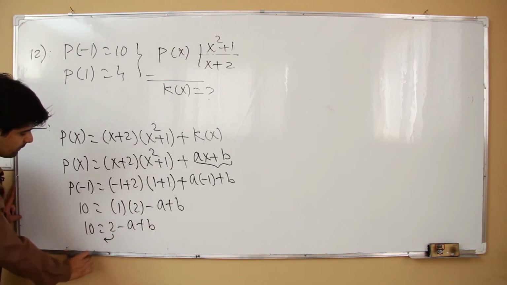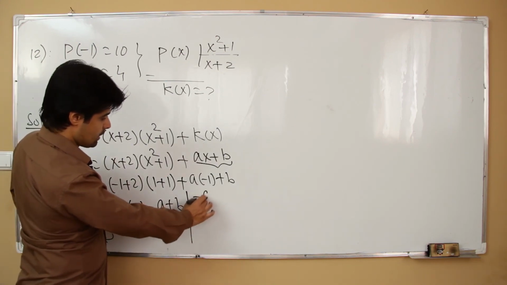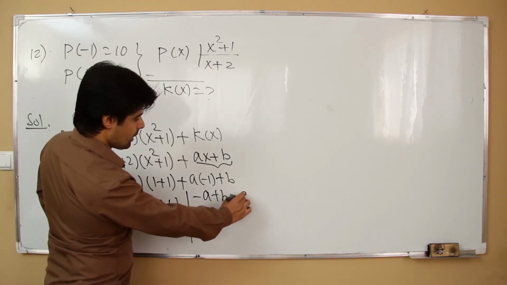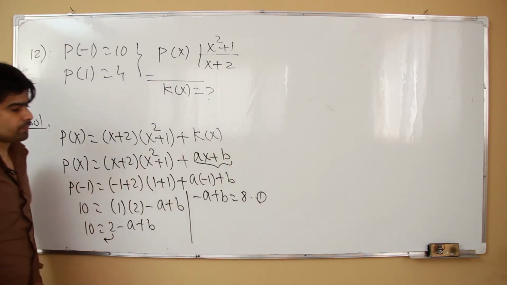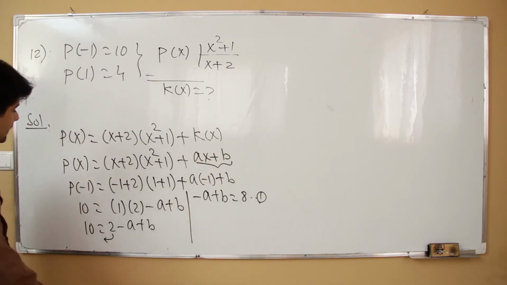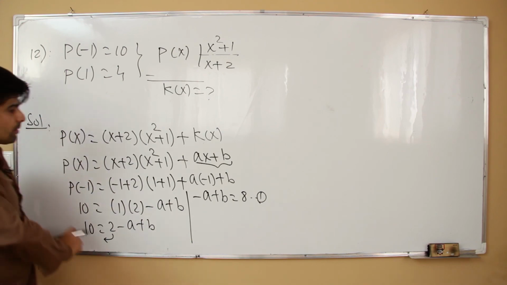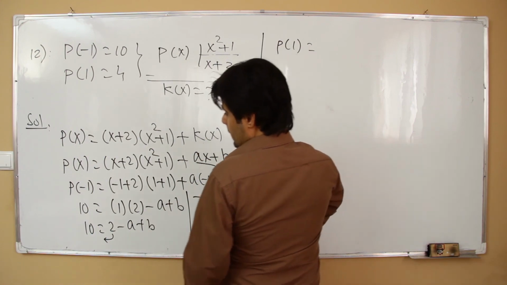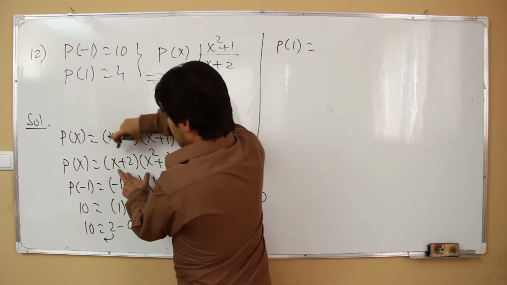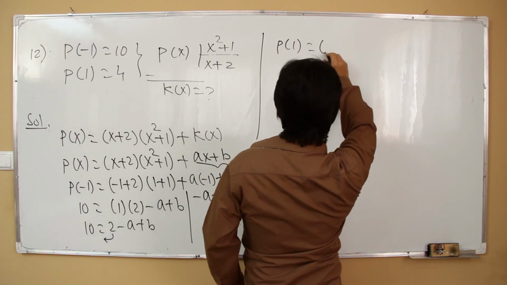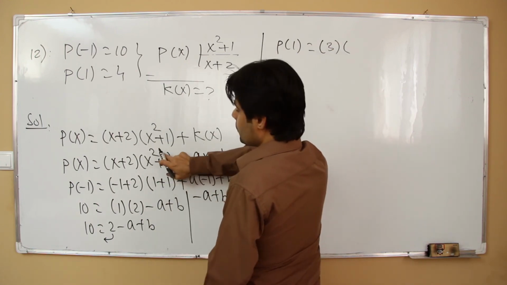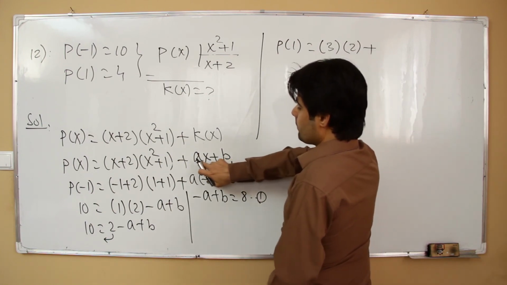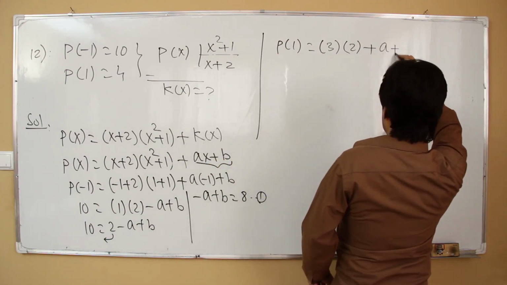Now put 2 to the left side. It would be minus a plus b is equal to 10 minus 2, it's 8. This is the first equation with the two variables. Second, in this P of x, you have to put 1. So you will find P of 1 is equal, instead of x, you have to put 1. 1 plus 2 is 3. 1 square, 1. 1 plus 1 is 2. Plus 1 times a, it's a plus b.